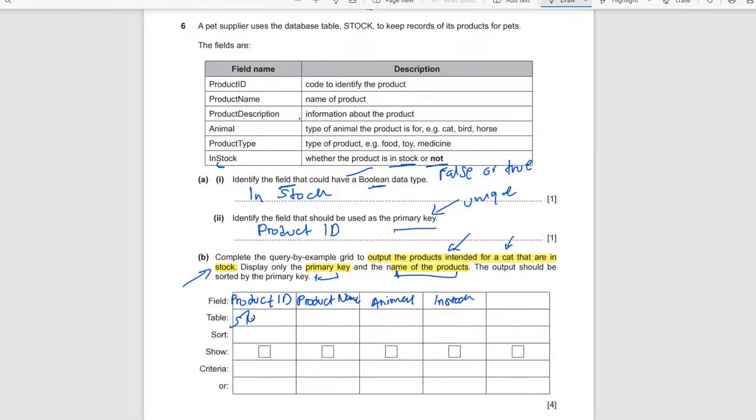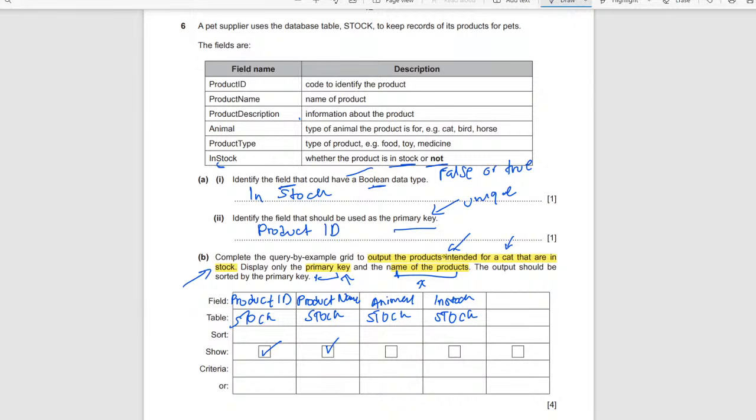The table is always the same for each, which is stock. Sorry for the bad writing. So stock for each of them. And it says we have to only show the primary key and the name of the product. So we only show product ID, which was our primary key, and the name of the product.